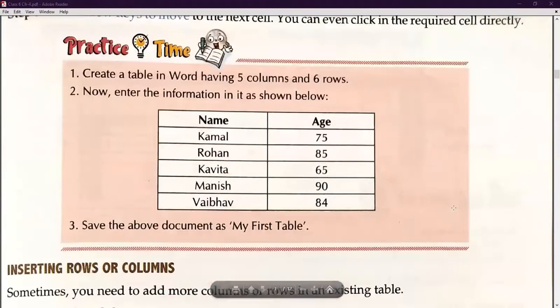Okay, so here is the practice time. Create a table in Word having 5 columns and 6 rows. Here is the assignment, and now enter the information as shown below and save the above document as my first table. So let's try doing this. I am going to share my screen, and this same table I will show you practically, so you can better understand it.